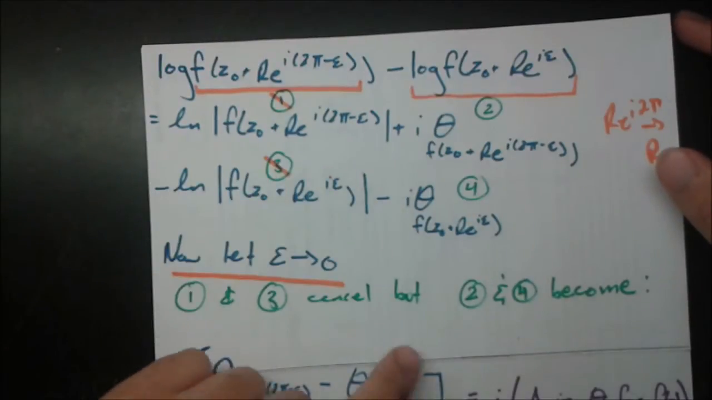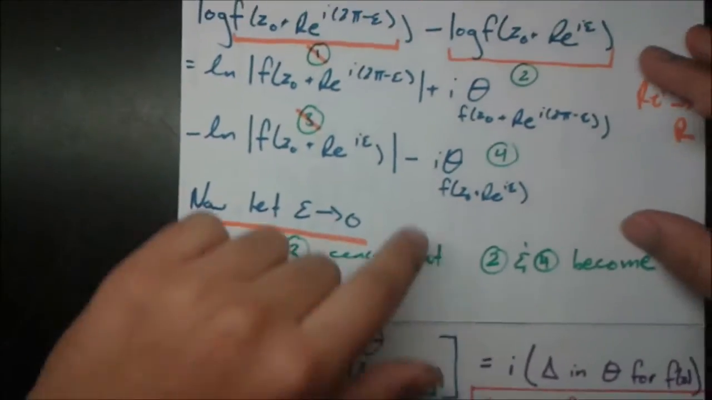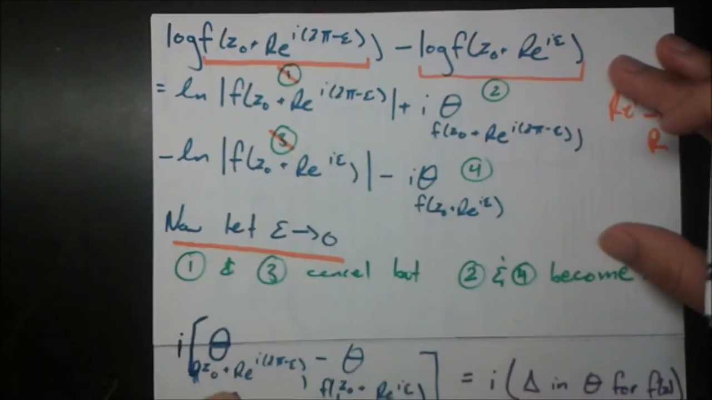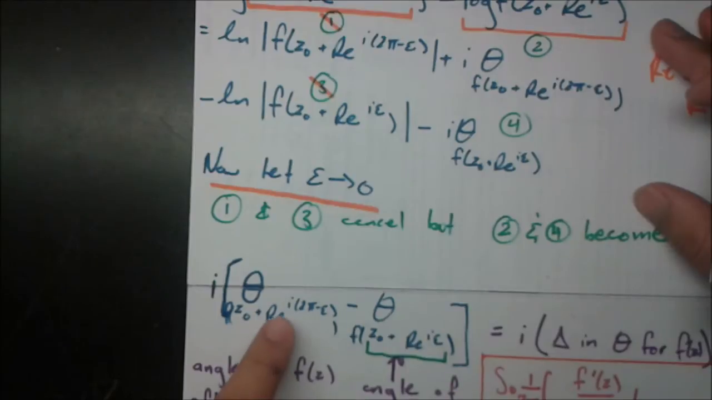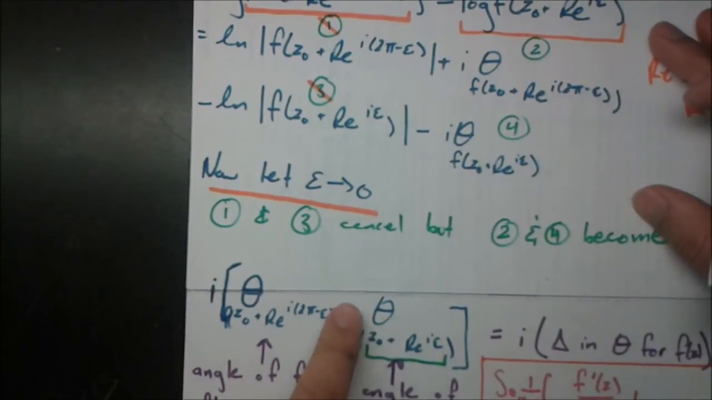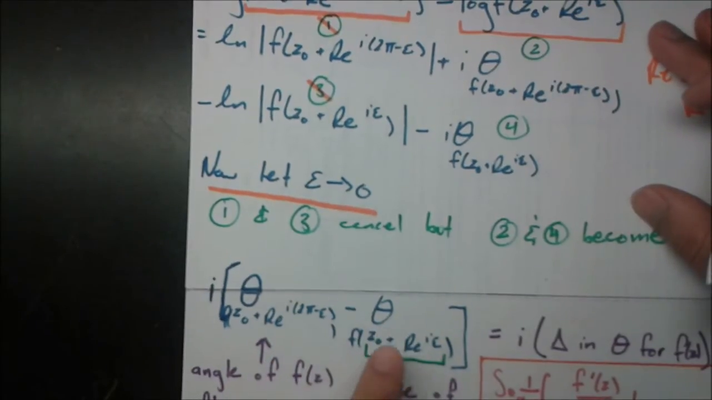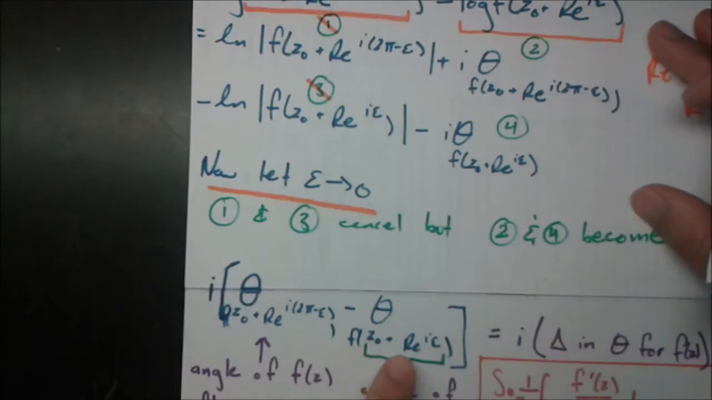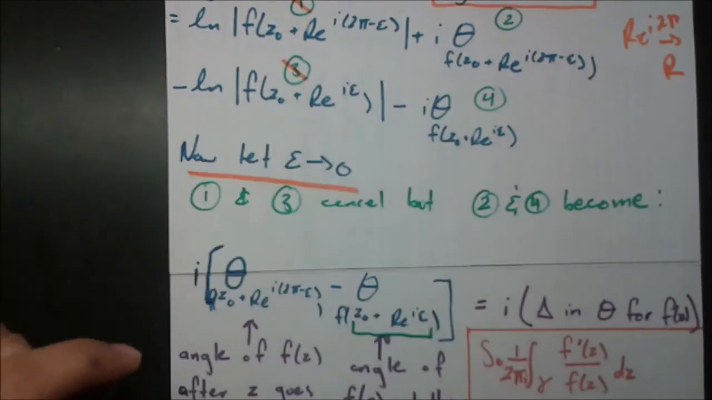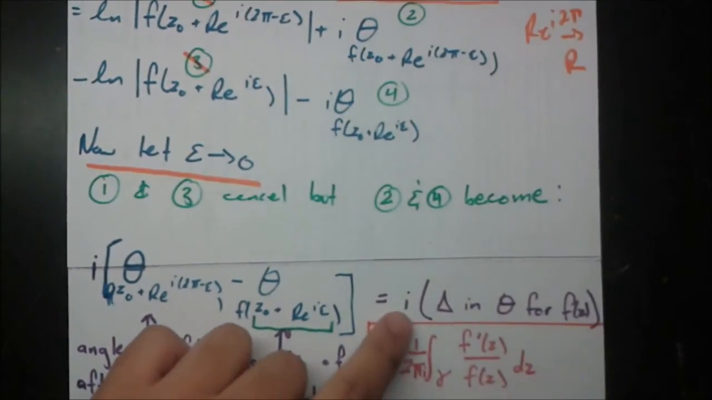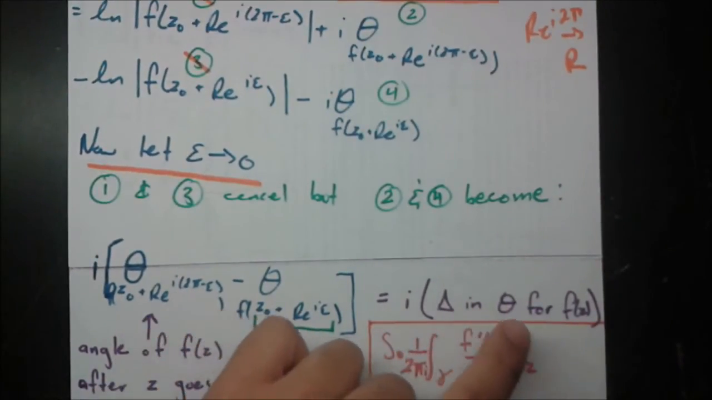Okay, so what we have is that 1 and 3 cancel, so we cross them out, but 2 and 4 become what? We're going to factor this I out from both, and we're going to have I times theta of f of z naught plus r e to the I 2 pi minus epsilon, minus theta at the angle at f of z naught plus r e to the I epsilon. Okay, so we see that we have this right here, and this is going to become what? I times the total change in theta for f of z.